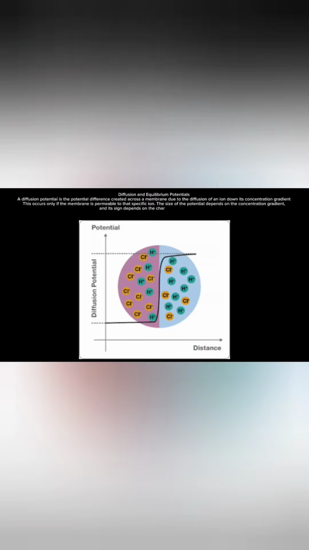The sign depends on the charge of the diffusing ion. Only a small number of ions need to move to create this potential, so bulk ion concentrations don't change. Equilibrium potential is the membrane potential at which the electrical force on an ion exactly balances its chemical gradient, resulting in no net movement of the ion across the membrane.